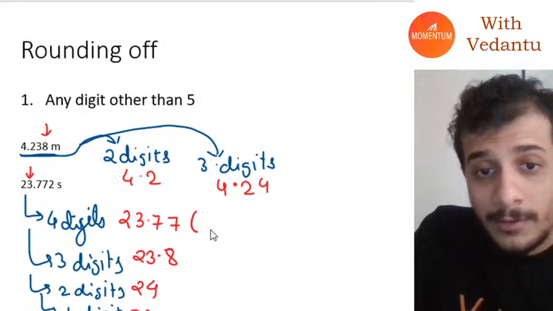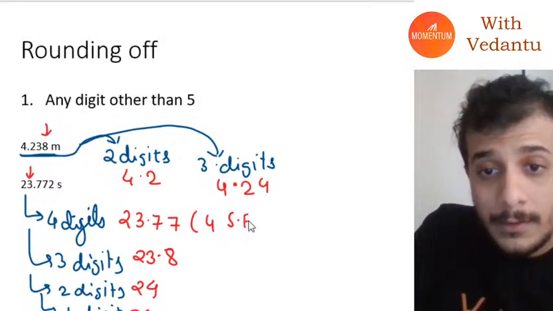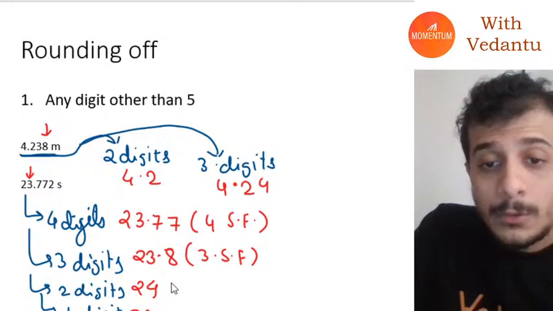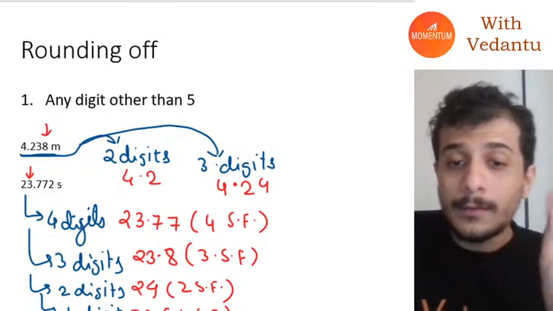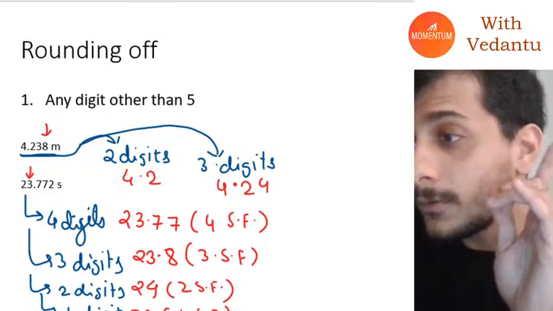By the way, if you see here, you have 4 significant figures, 3 significant figures, 2 significant figures and 1 significant figure. The zero is not significant.